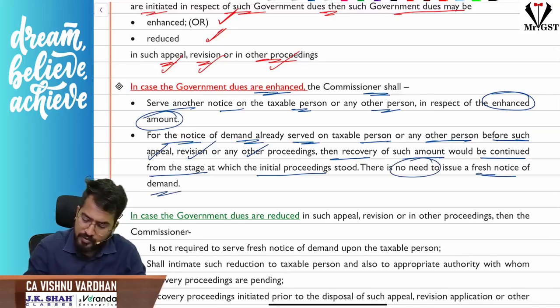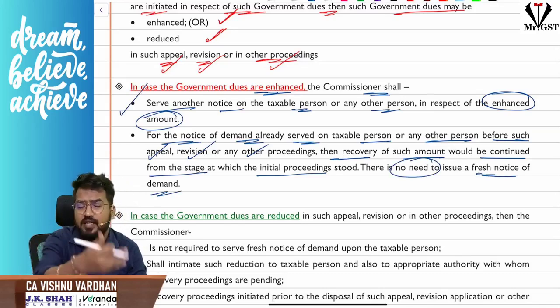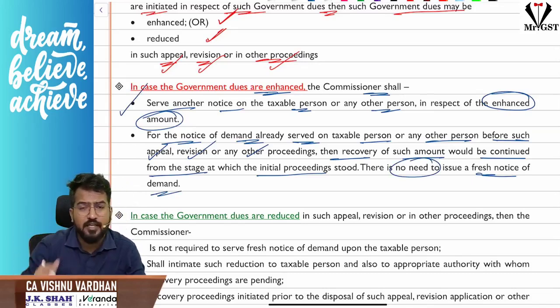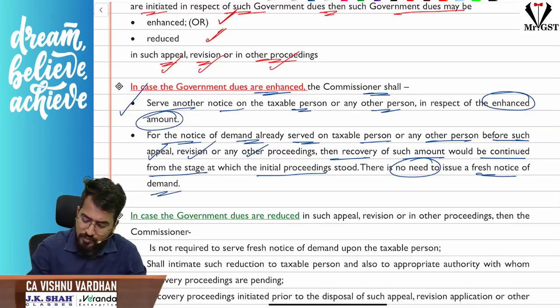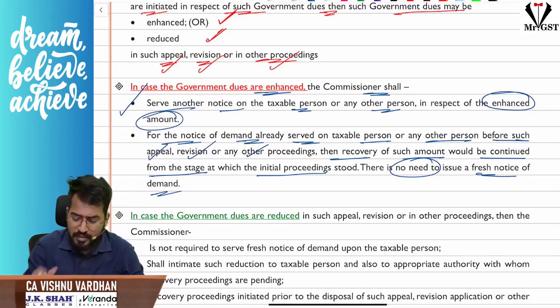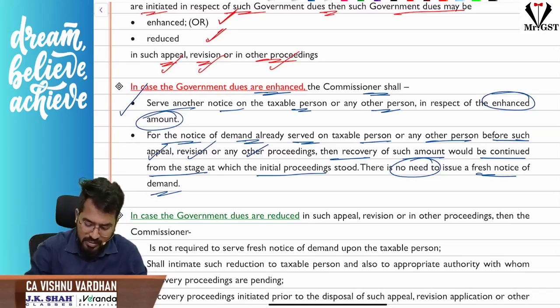Okay. Notice of demand only for the enhanced amount. For example, earlier they gave notice for 10 lakhs. Now in the appeal it has been determined as 12 lakhs. So for 12 lakhs, if you give the fresh notice, sufficient, and the recovery of that 10 lakhs will begin from the place where it has been left.